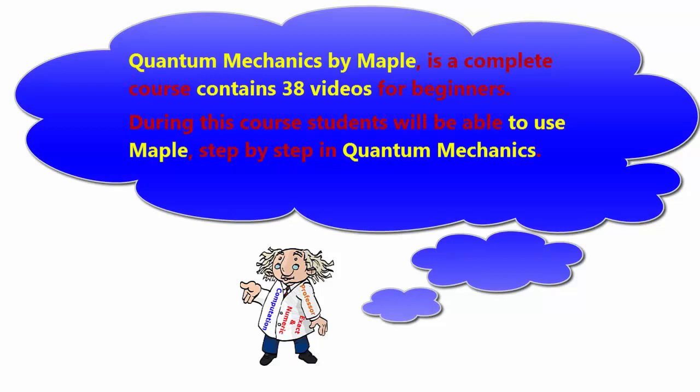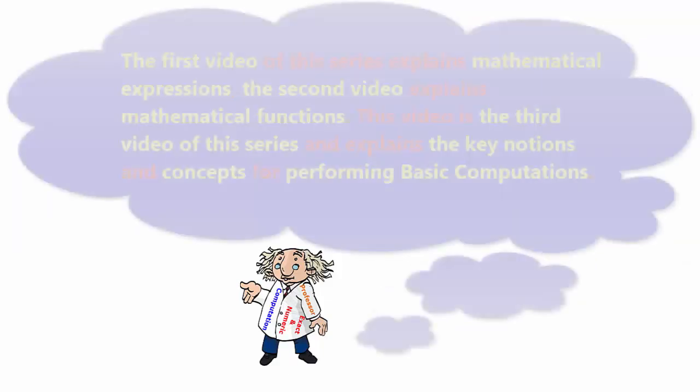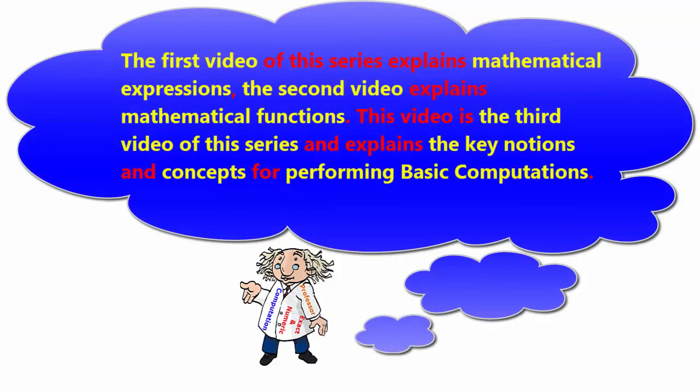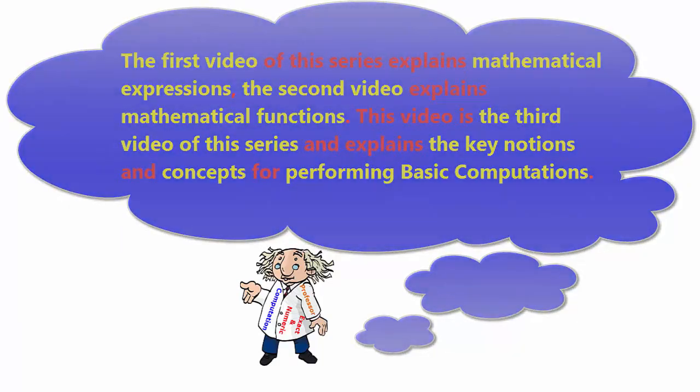Quantum Mechanics by Maple is a complete course, containing 38 videos for beginners. During this course, students will be able to use Maple step by step in quantum mechanics. The first video of this series explains mathematical expressions, the second video explains mathematical functions. This video is the third video of this series and explains the key notions and concepts for performing basic computations.